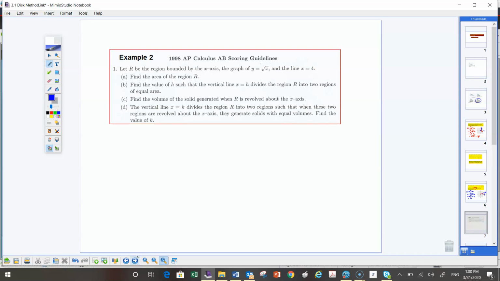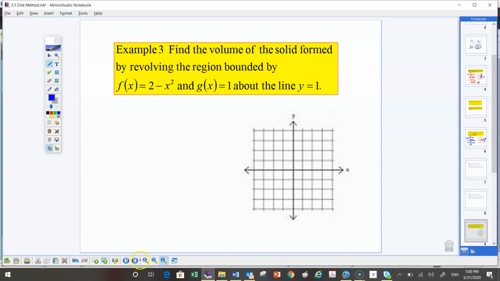These next couple of questions are from AP exams way back from 1998, so I'm just going to leave these two right now. And let's try one more example.